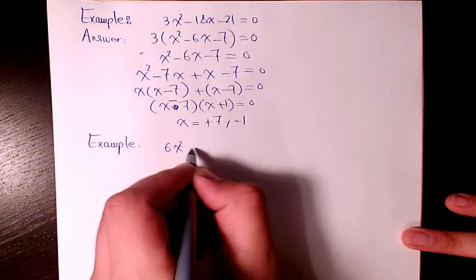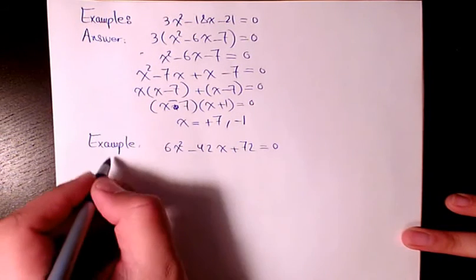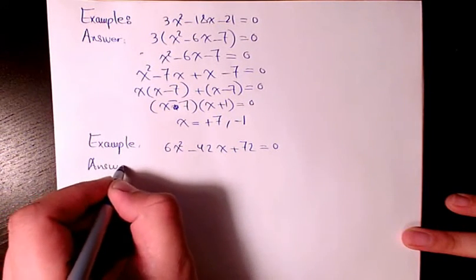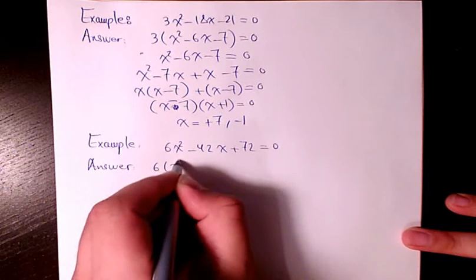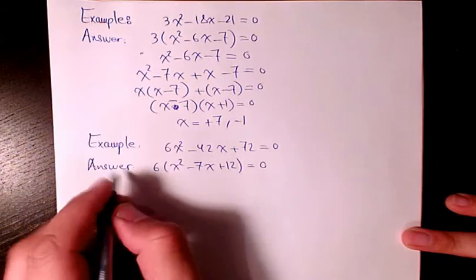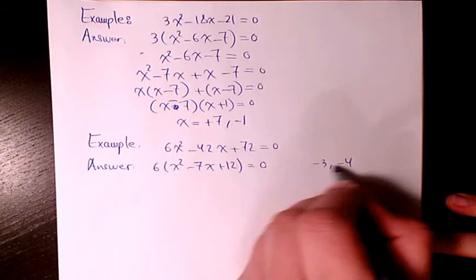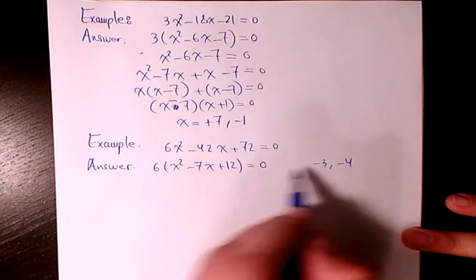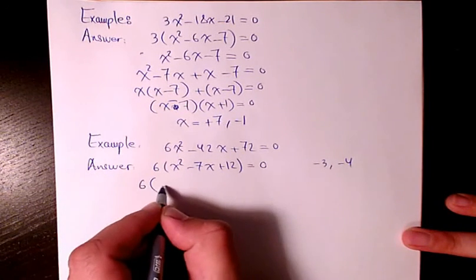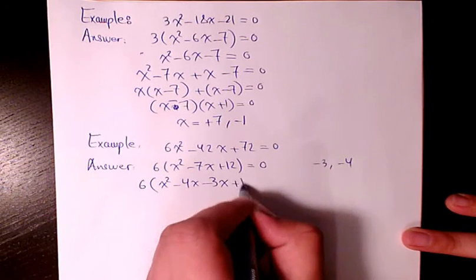6x squared minus 42x plus 72 equals 0. Answer: I can factor 6 here. It's going to be x squared minus 7x plus 12 equals 0. So we have negative 3 and negative 4. When you multiply them, it's going to be positive 12. When you add them, it's negative 7.